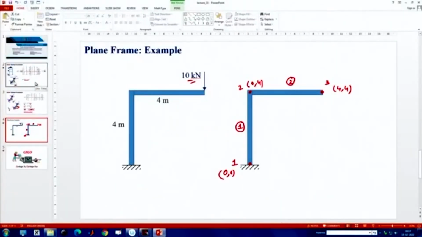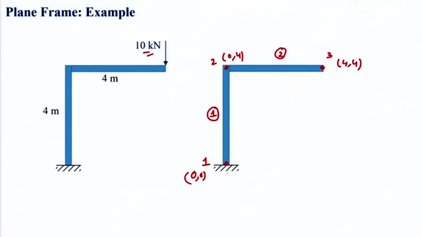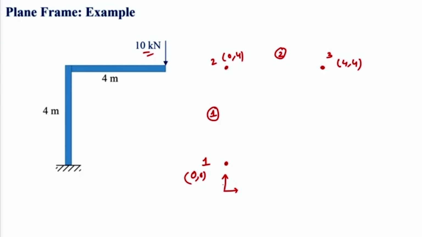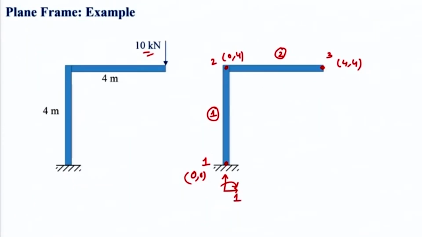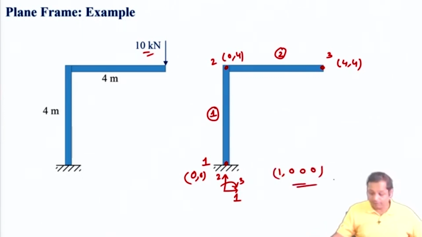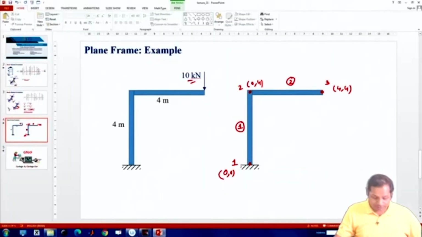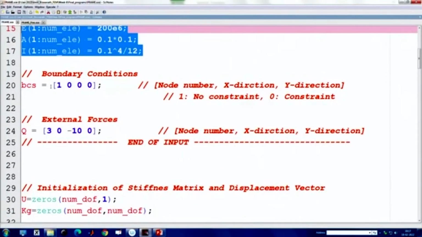What are the boundary conditions we have at element number 1? At element number 1, all degrees of freedom are constant. What are the degrees of freedom we have at element number 1? We have this, this, and this. So this is 1, this is 2, and this is 3. So at element number 1, all are 0, right? This is how we are defining our boundary condition. So this is the boundary condition.